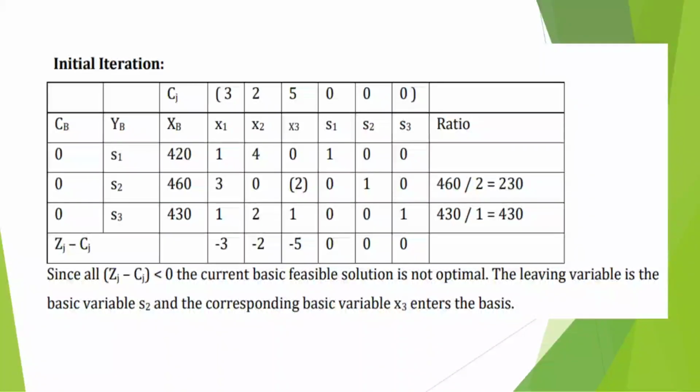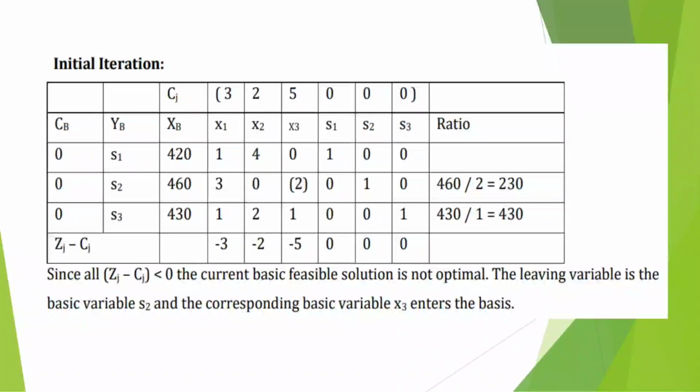Next we have to find the Zj minus Cj values. Those are minus 3, minus 2, minus 5, 0, 0, 0. Now we have to check whether all the values are non-negative. But we have negative values. It means the current basic feasible solution is not optimal. So next we have to move to the next iteration.